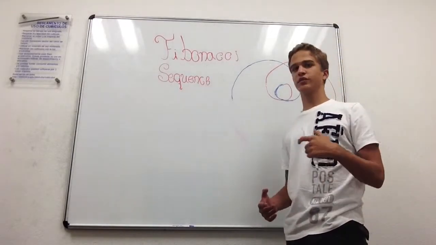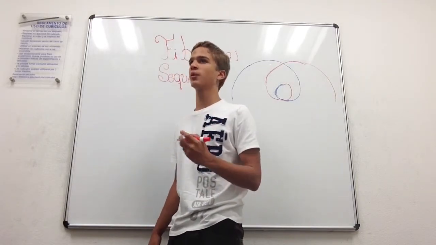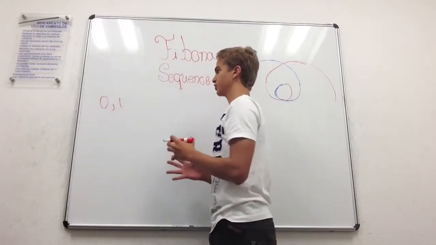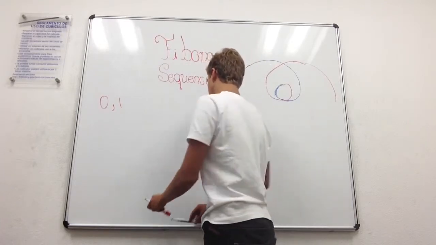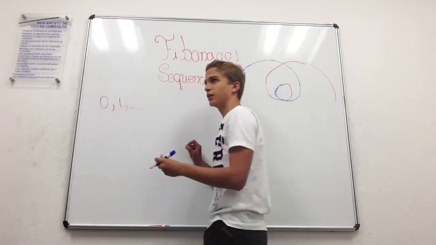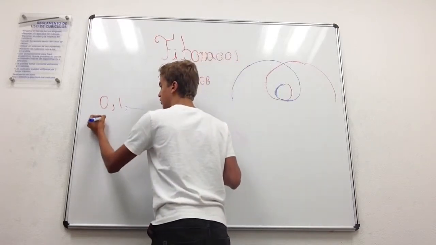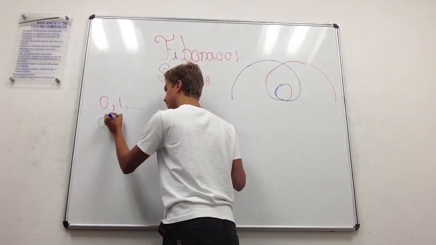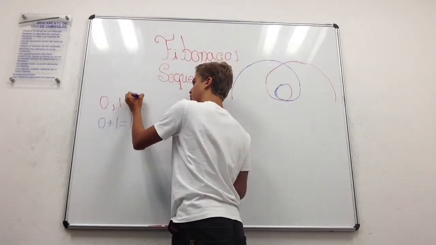How do we get the numbers in the Fibonacci sequence? Our first two numbers will always be 0 and 1. We will always have those first two numbers, and that's how we get the other numbers in the Fibonacci sequence. How do we get the next number? We have to sum the previous two numbers before that number. So to get this number, we have to sum 0 plus 1. That is equal to 1.